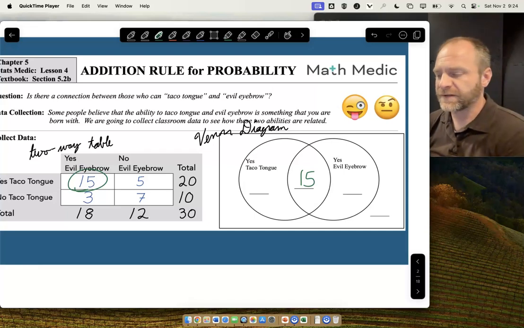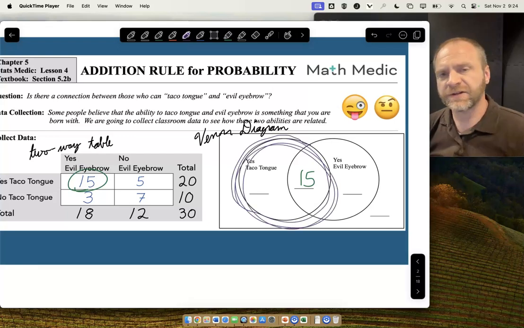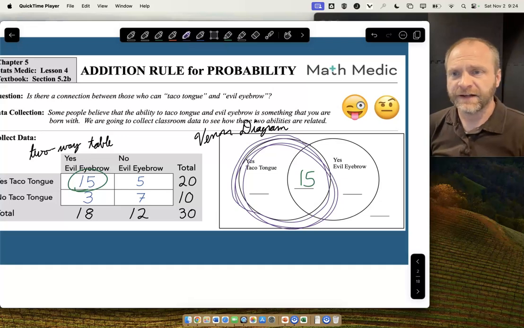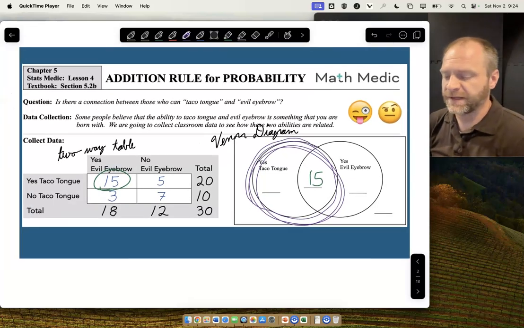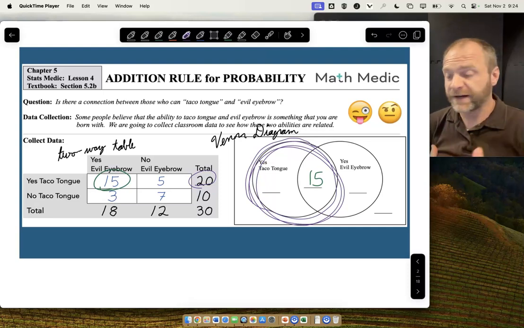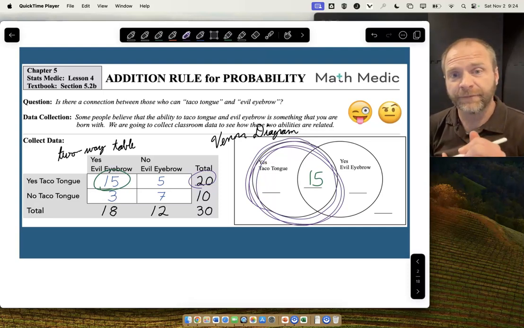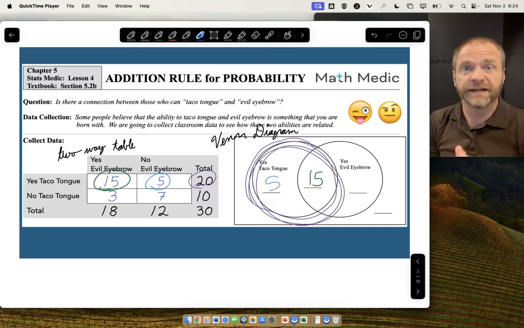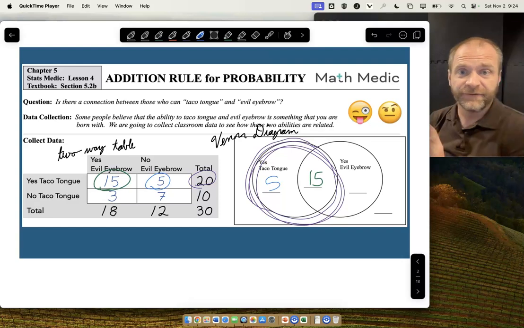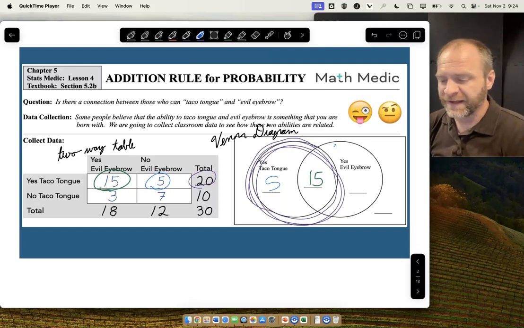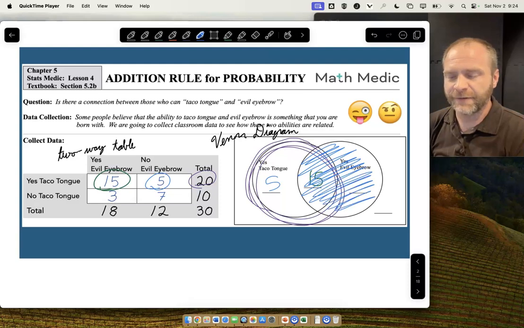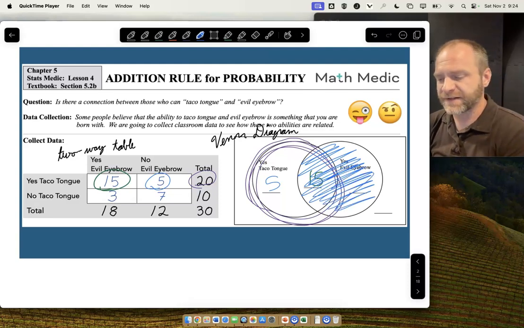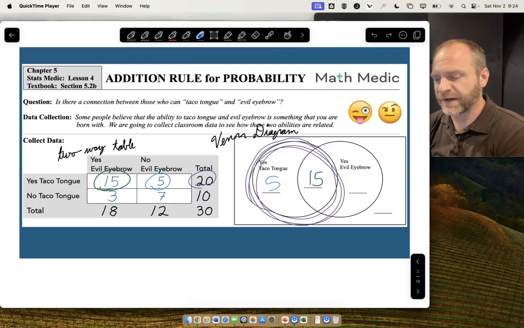Now we want to focus on what's going to happen next. How many total people can taco tongue? There's a total of 20 people who can taco tongue. I've already got 15 in that circle of the Venn diagram, so I need to put 5 more here, because that would be a total of 20 in that circle. 15 in the intersection, and 5 who can just taco tongue, but they can't evil eyebrow. They're not actually in that evil eyebrow circle. And so we can see how that represents the 5. Now let's figure out the other one.